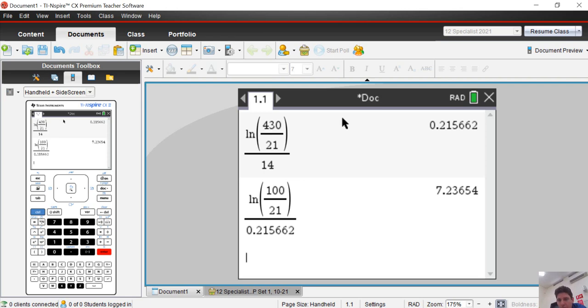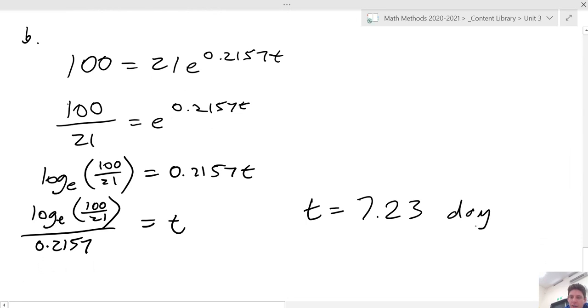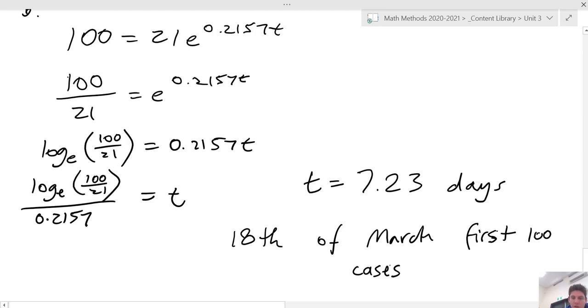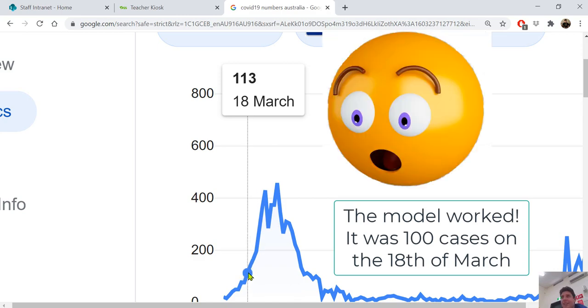So if 7 days is 10 of March plus 7, and we've got a decimal, is it the 17th or is it the 18th? All right, so we've got 7.23 days after the 10th of March. So this is on the 8th day after, which is the 18th of March. Do you want me to have a look? There you go. Surprise.